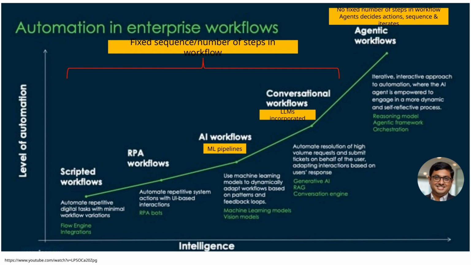Agentic AI breaks this pattern. With agentic workflows, there's no predetermined number or order of steps. Instead, the AI agent dynamically decides which actions to take, in what sequence, and can even iterate or change course based on real-time feedback. This makes automation far more adaptive and capable of handling complex, unpredictable tasks. In short, agentic workflows are moving us from static, rule-based processes to truly dynamic, decision-making automation.